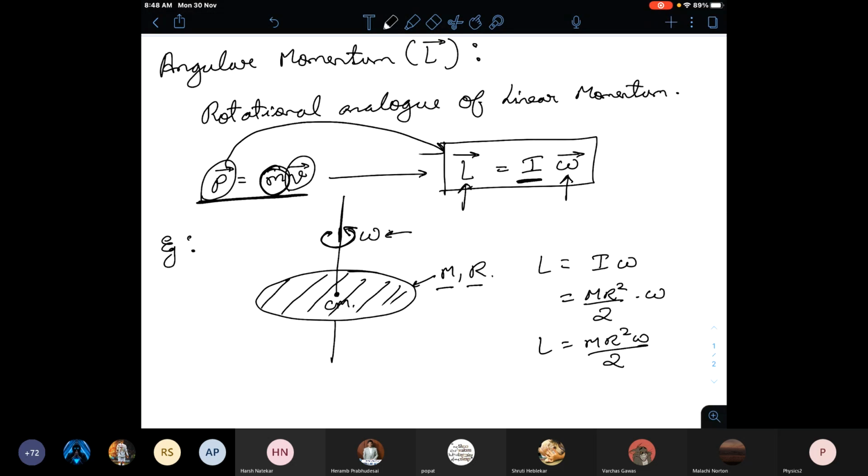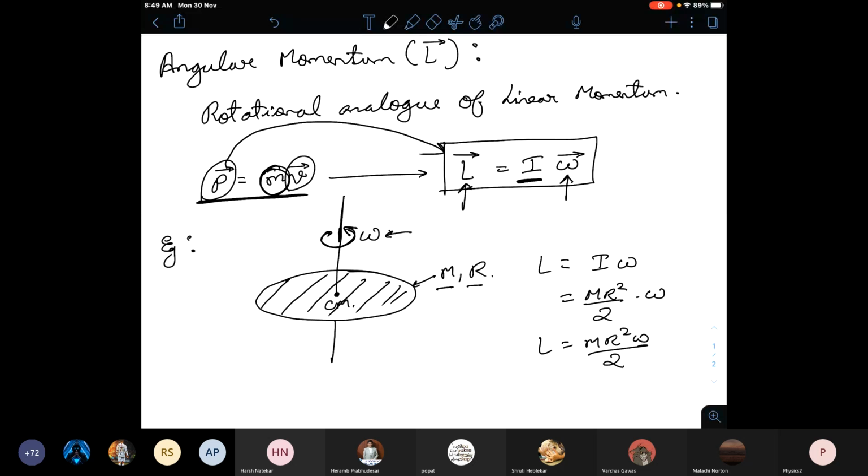It is very much similar to linear momentum. If a particle has velocity, it has linear momentum. In the same manner, if an object has angular velocity, it will have angular momentum. So this disk, since it is rotating with some angular velocity, must have some angular momentum, and we have to calculate its magnitude.